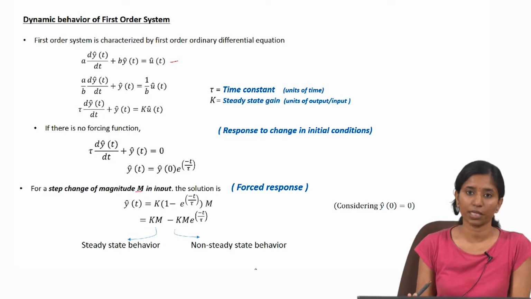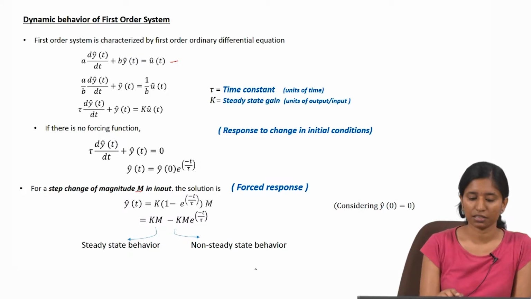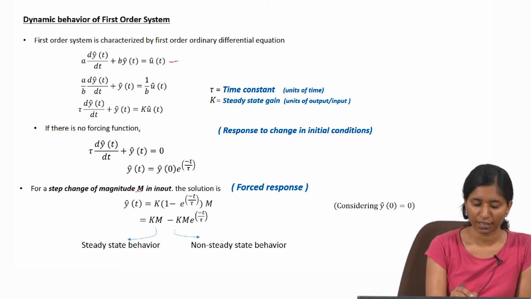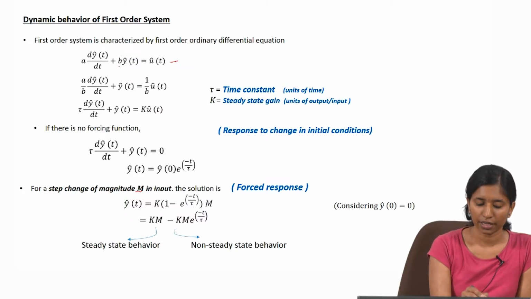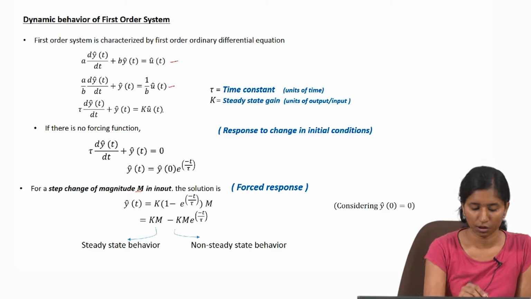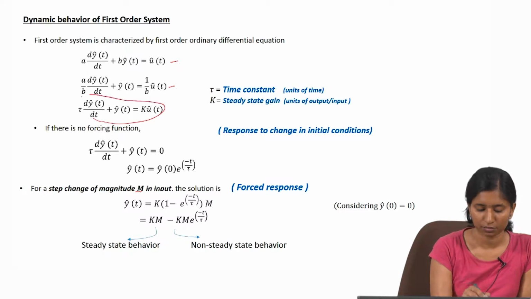So, we write in terms of variables called deviation variables, and here this first order differential equation is written in terms of deviation variables. If we rearrange this first order differential equation, that is, divide the entire equation by the coefficient of y hat of t, we will arrive at this format. And if we substitute the coefficient of the derivative, that is a by b, as tau, and the coefficient of the forcing function u of t is denoted by capital K, then we will arrive at a form like this.